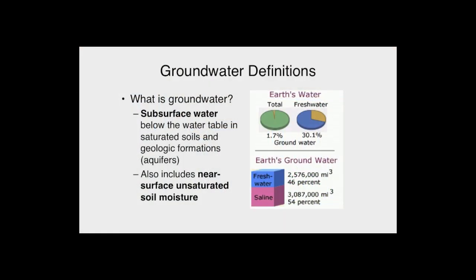What is groundwater? It's subsurface water below the water table in saturated soils and geologic formations called aquifers. Groundwater typically originates as either rainwater or snowmelt that does not flow overland, but rather percolates and is stored in the soil and bedrock within the tiny spaces between the soil and rock particles.